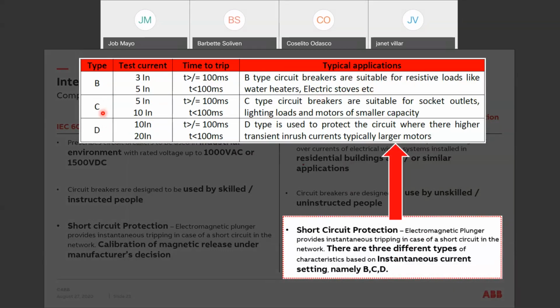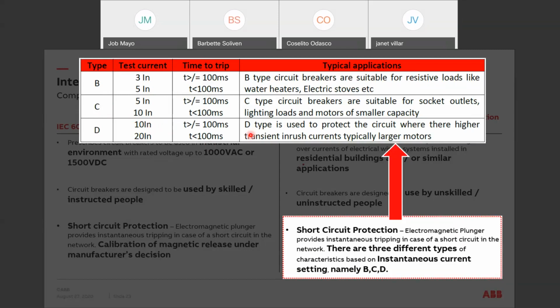For C-type circuit breakers, same trip time, but the test current is 5 to 10 times the rated current, which is the most typical circuit breaker that we have in the market right now. C-type circuit breakers are suitable for socket outlets, lighting loads, and motors of smaller capacity. And for D-type circuit breakers, the test current is 10 to 20 times the rated current.